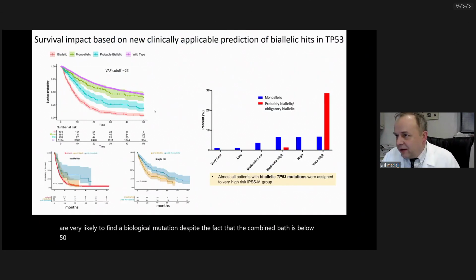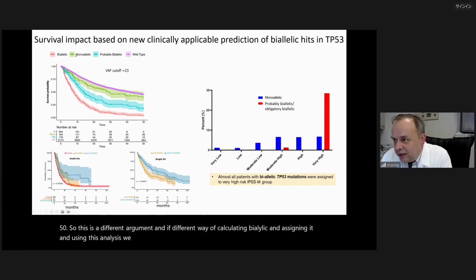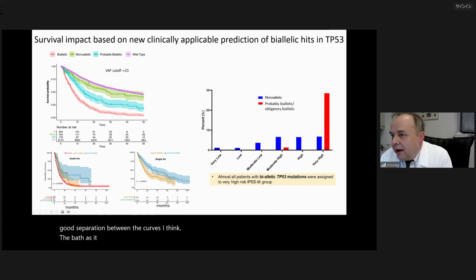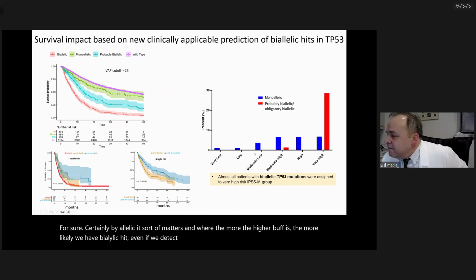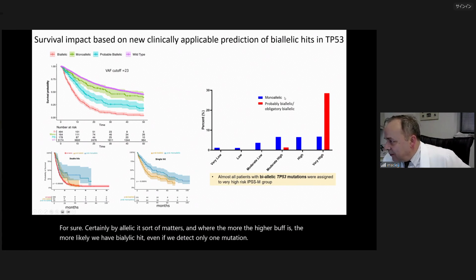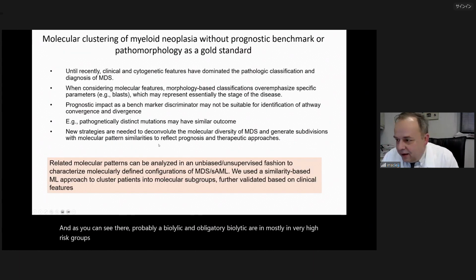So this is a different argument, a different way of calculating biallelic and assigning it. Using this analysis, we have, of course, for monoallelic, biallelic, and probable biallelic, very good separation between the curves. I think the VAF matters as it increases towards certainly biallelic. In other words, the higher the VAF is, the more likely we have a biallelic hit, even if we detect only one mutation. And as you can see, the probably biallelic and obligatory biallelic are mostly in very high risk groups, versus the others, which are distributed all over.